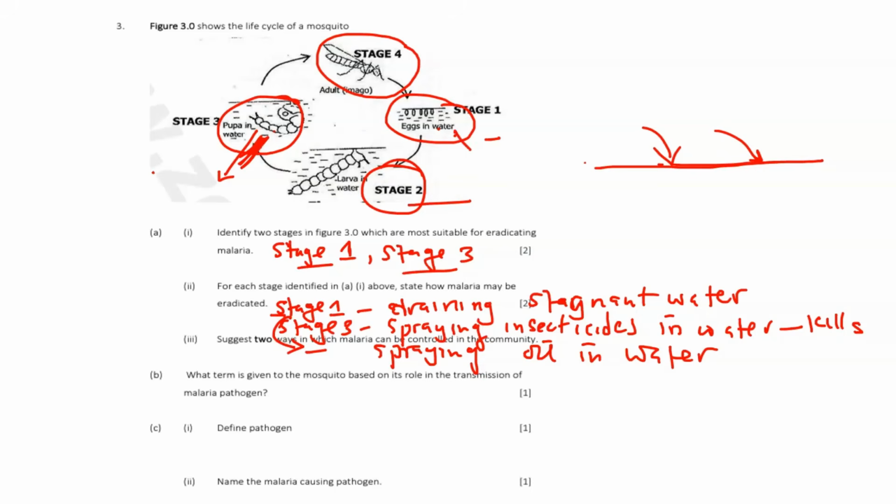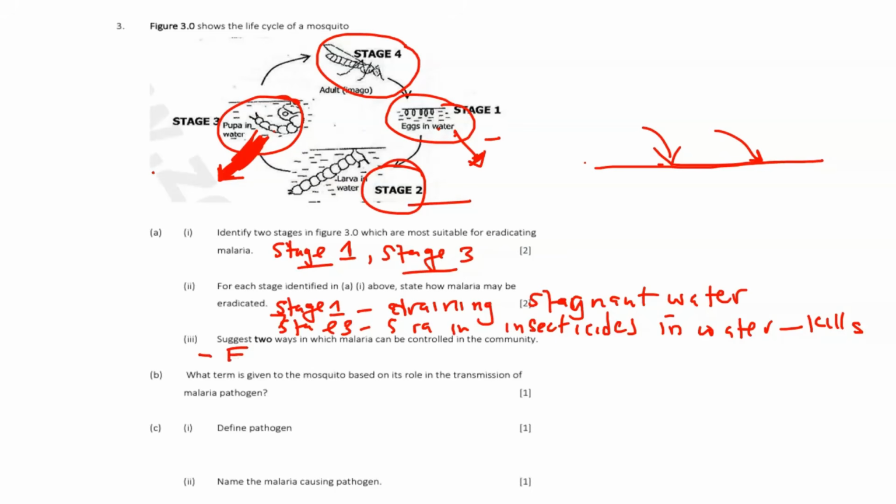Okay, at this stage there's no movement, the eggs are just stagnant there, and of course with this one there's less movement here. So that's why I'm saying 3, 1 and 3. Okay, what is the other question? Suggest 2 ways in which malaria can be controlled in the community. So in the community, how can malaria be controlled?